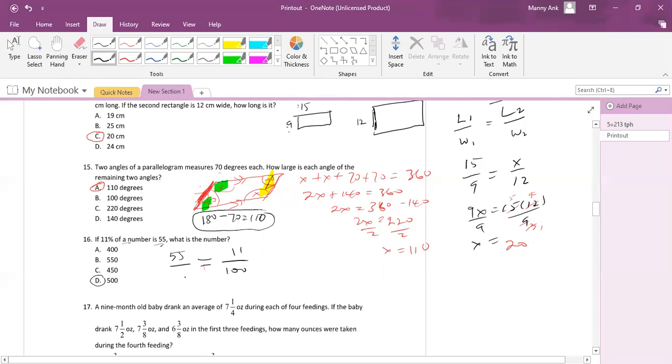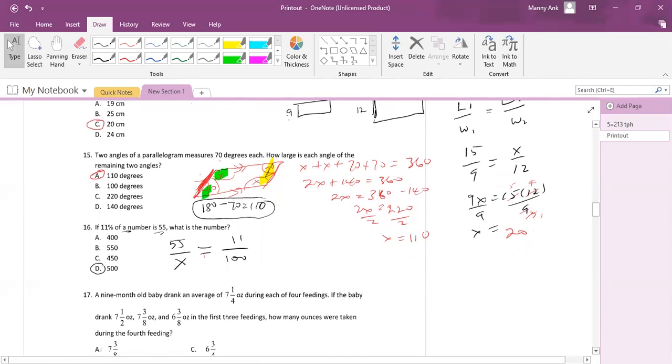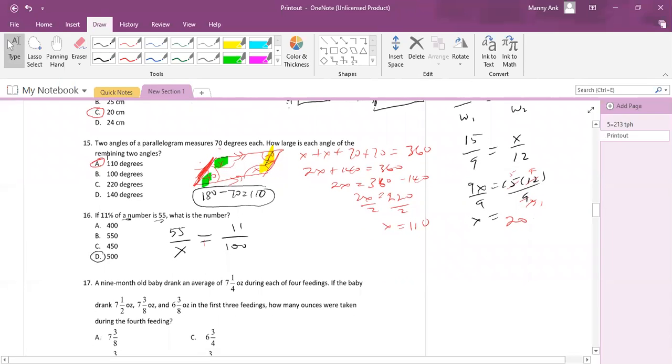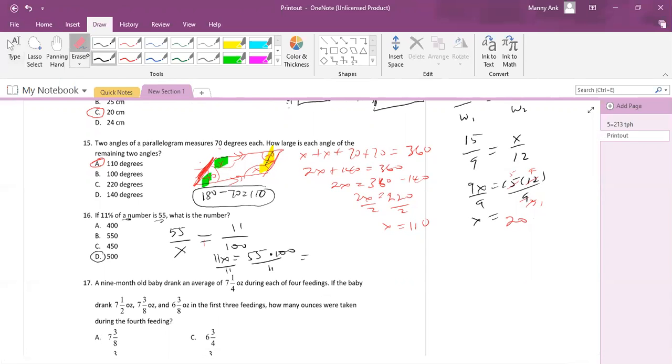I don't know the number. So the number is of. The number is X. So that is the base. Okay. And then cross product. If you do a cross product, you should get 500 for this one. So that's 11x is equal to 55 times 100. And then divide by 11, so your x will be 500.